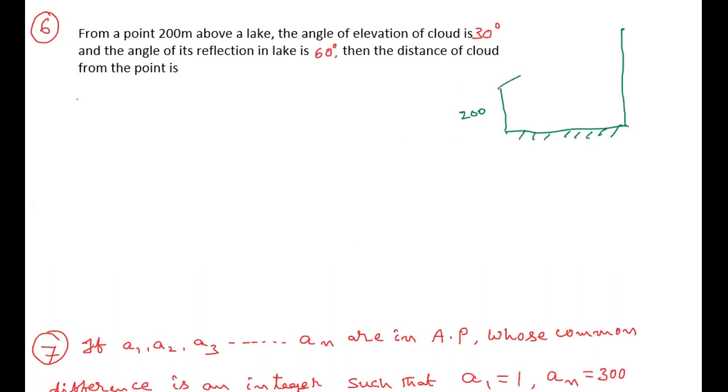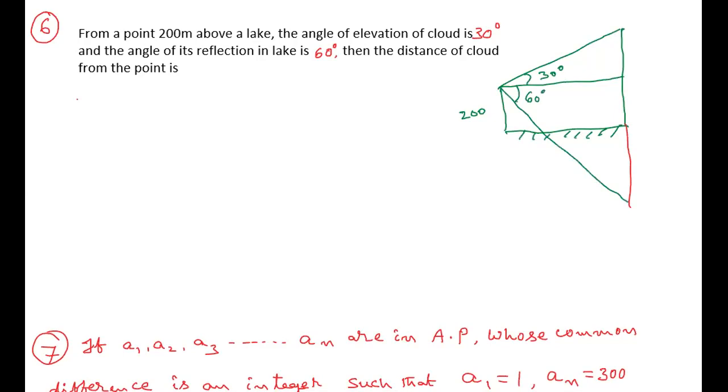The angle of elevation of the cloud is 30 degrees, given. Here, draw the horizontal line. This is 30 degrees. And the angle of its reflection in the lake. Reflection means it will come here. And the angle of depression is how much, given? 60 degrees. This is 60 degrees.